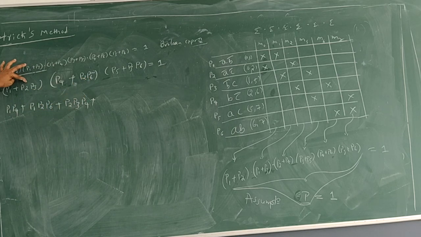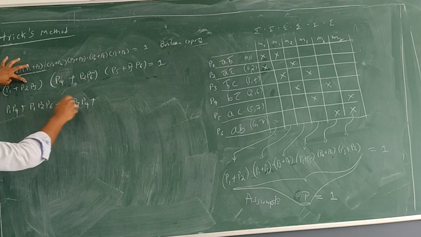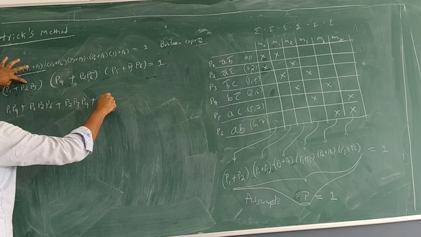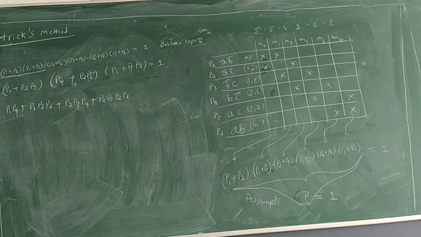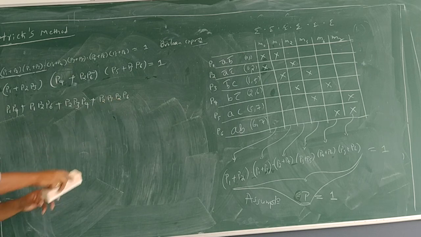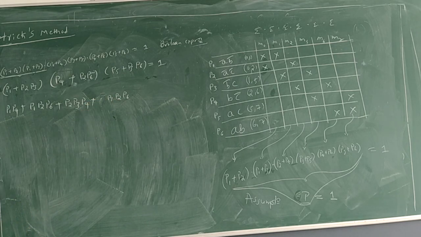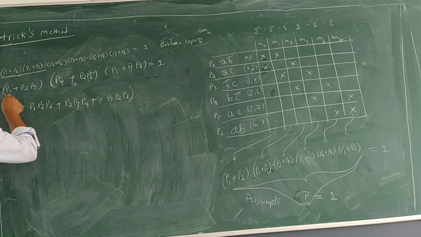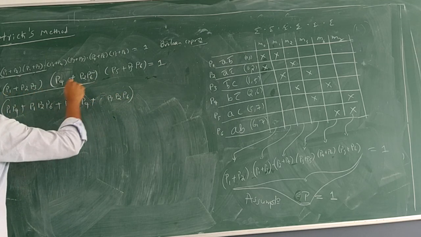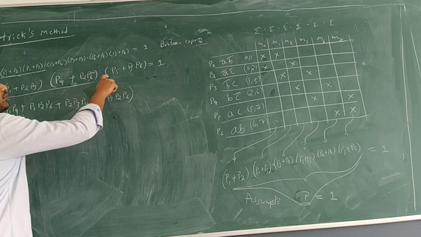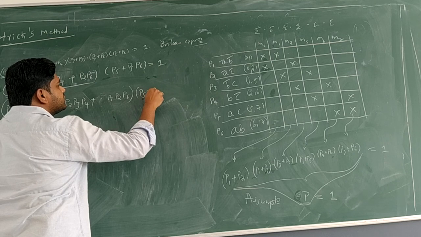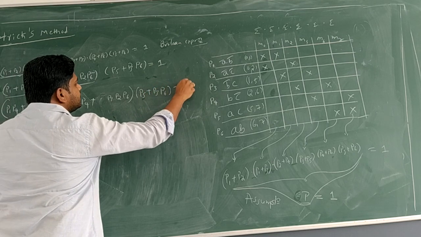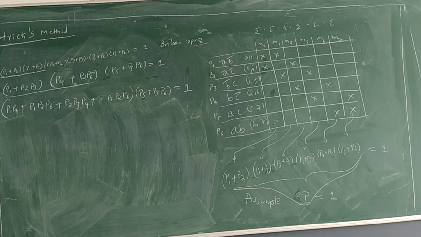2 6. So 2 3 2 6 means what? P2 P3 P2 P6. But here P2 is repeated, so we can write only once, not a problem. So this is what expansion from first two terms. This one, these two terms. So that should be multiplied with what? One more term is there. P5 plus P3 P6. Again that is assumed as 1.